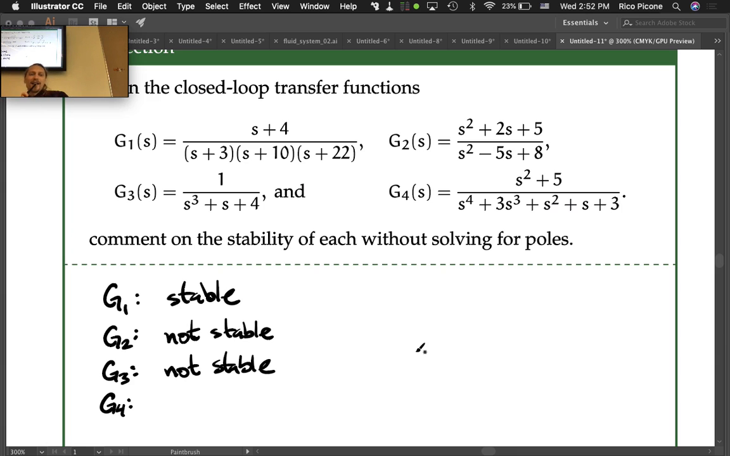So G4, all of our powers are there. We don't have any missing ones. We don't have any negative ones. So what can we conclude? It meets the necessary conditions on B for it to be stable. But is that sufficient to let us conclude that it's stable? It's not sufficient. So we would say it's maybe stable. We would need further investigation.